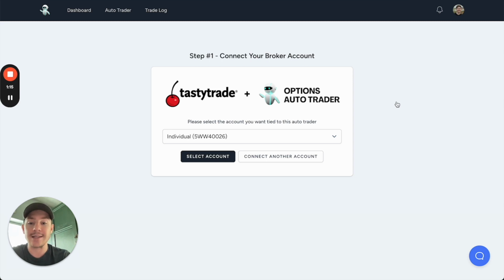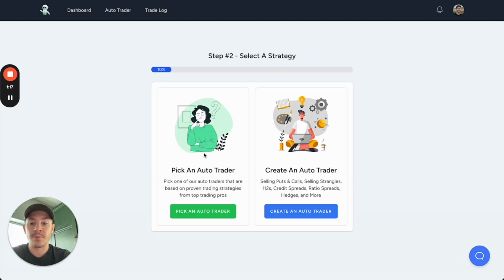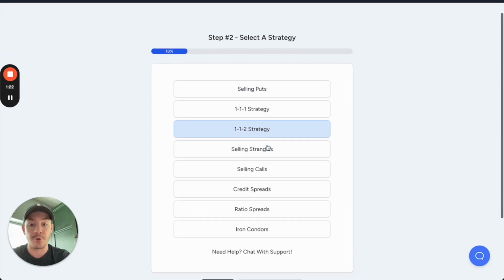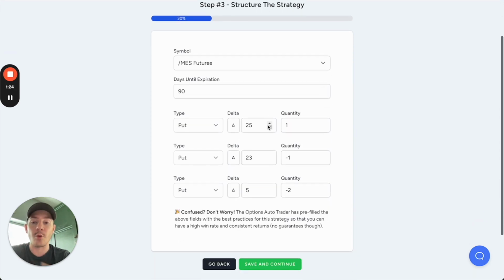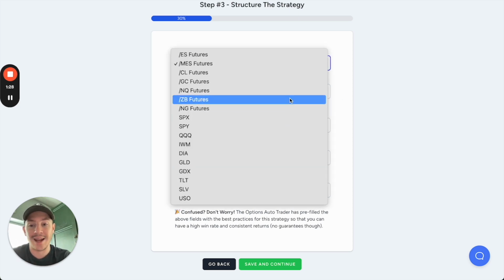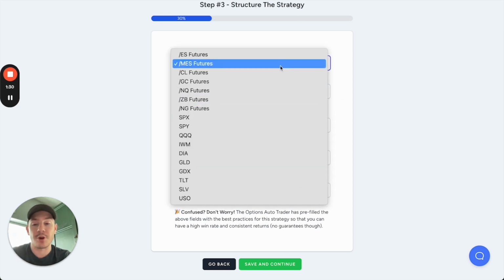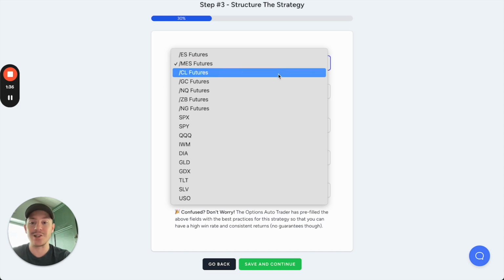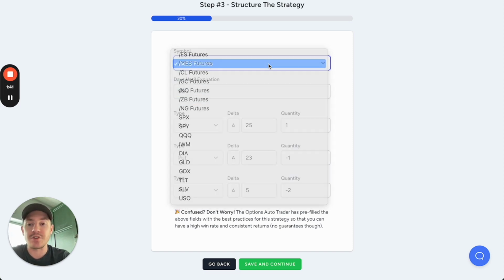You just simply connect in your Tasty Trade broker. Then you select the auto trader you want to do. So let's create a 112 auto trader. When I click on the 112, I get a ton of options of what I want to automate. I can do it on whichever asset I want. I can do it on MES for smaller accounts, ES for larger accounts, or if I want to diversify my 112s, I can do it on CL, GC, NQ, ZB, anything like that. So let's just do MES.